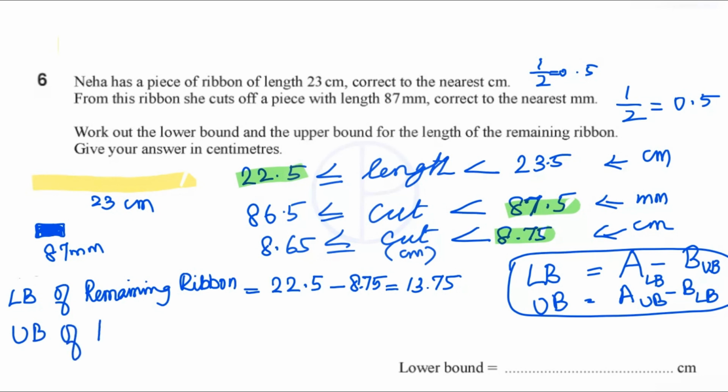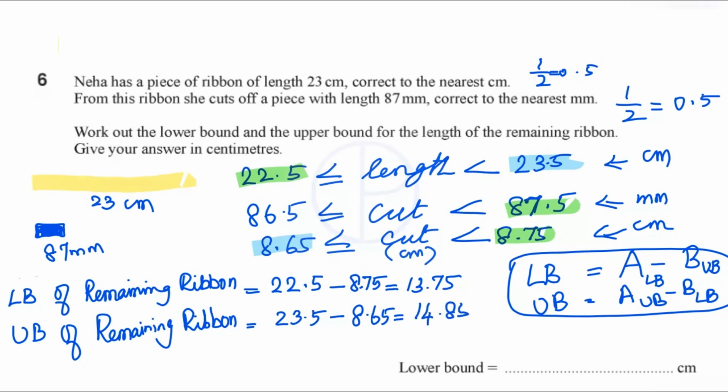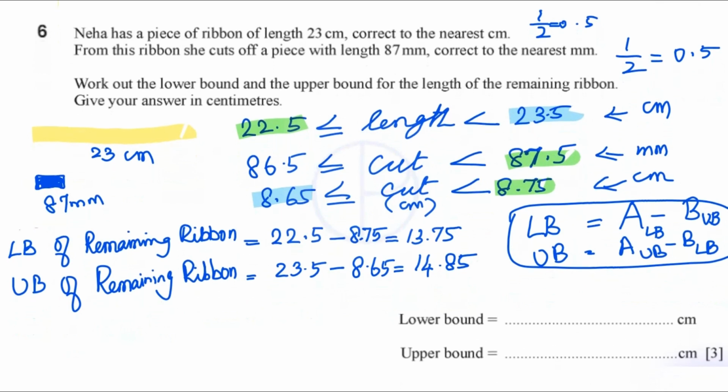Upper bound of the remaining ribbon: to calculate the upper bound, we have to take the upper bound of the ribbon. So the upper bound value is 23.5 minus the cutoff piece value. We have to take the lower bound value, which is 8.65, which gives 14.85. So this is the upper bound value and 13.75 is the lower bound value.